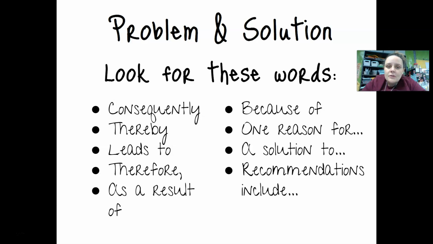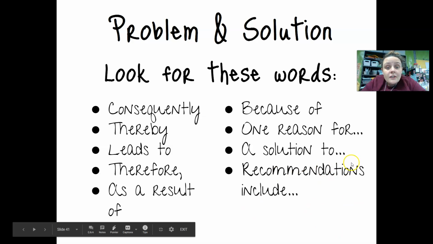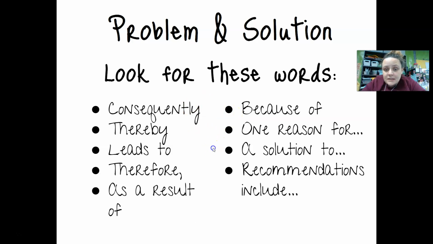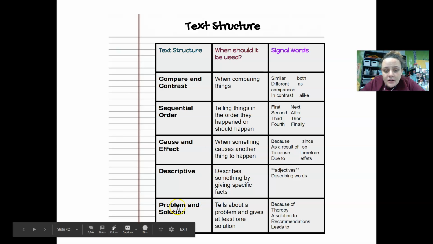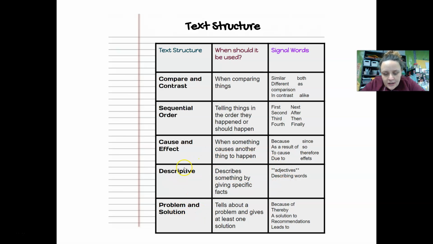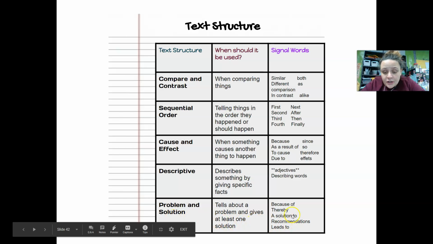Like the one we looked at about the wildfires, it described what caused wildfires, and we know wildfires are bad, but it didn't say anything we can do to prevent wildfires or stop wildfires. So that was just cause and effect. Now, if an author goes on to describe what causes wildfires and how to solve those problems, then it's going to be problem and solution. If you are taking notes, here's the problem and solution. Pause the video and add notes about problem and solution. Tells about a problem and gives at least one solution.